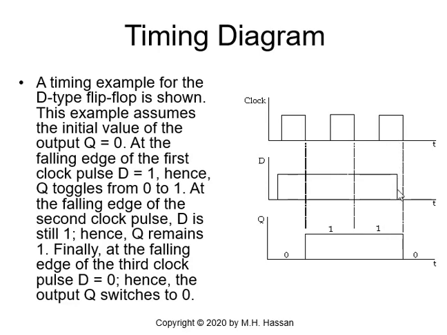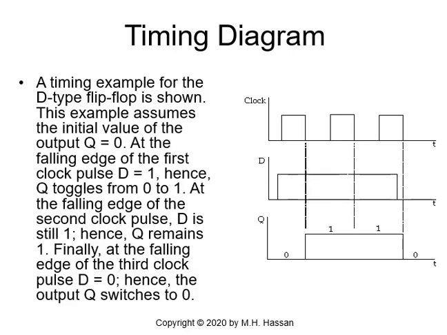At this edge, D went to 0, so Q plus will be 0, so you find Q is 0 on the next negative edge. It's quite simple. Hence, at the falling edge of the third clock cycle pulse, the output Q switches to 0, and I put this literature for you as well.